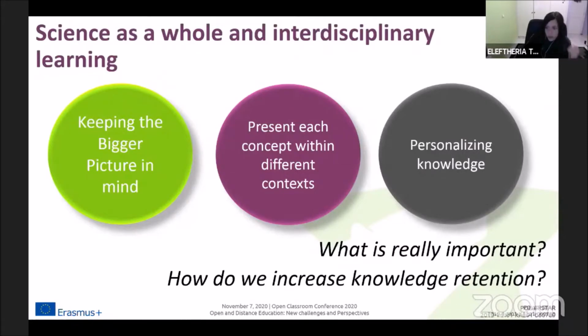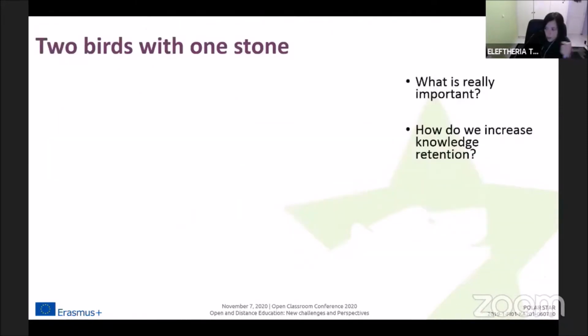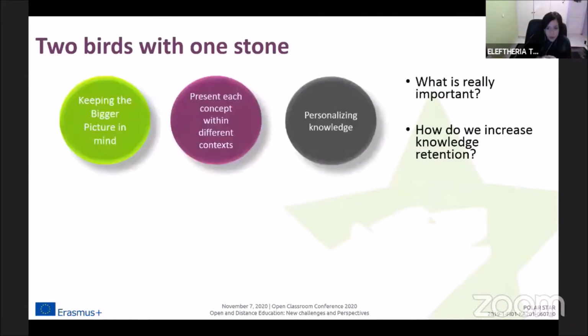So personalized learning. And we're killing two birds with one stone here, because we're using all these three methods to address both these questions at the same time. So this is really the part when everything comes together, and we're putting this into one seamless approach that answers both these questions.